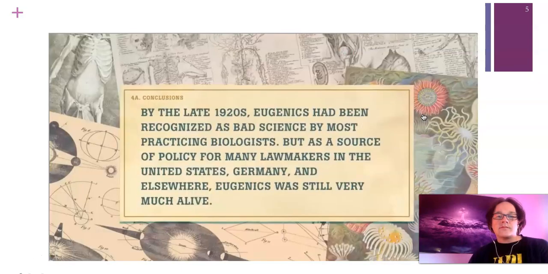Sanger founded the American Birth Control League to educate people about safe abortion procedures and contraceptives. She gave lectures on birth control to many groups, including the KKK in 1926. In the 1920s and 30s, Sanger thought that eugenics would give her movement legitimacy. By the late 1920s, eugenics had been recognized as bad science by most practicing biologists. But as a source of policy for many lawmakers in the United States, Germany, and elsewhere, eugenics was still very much alive.